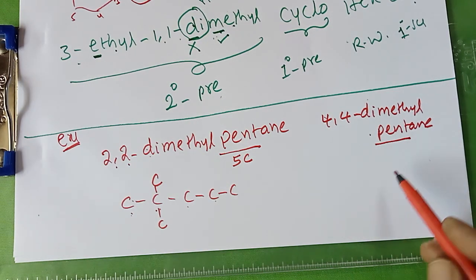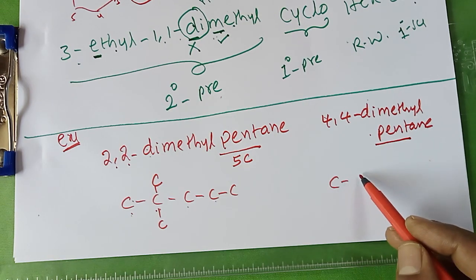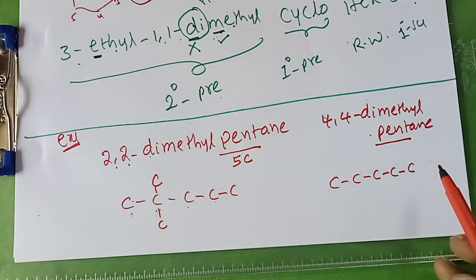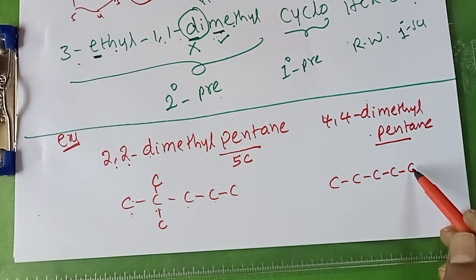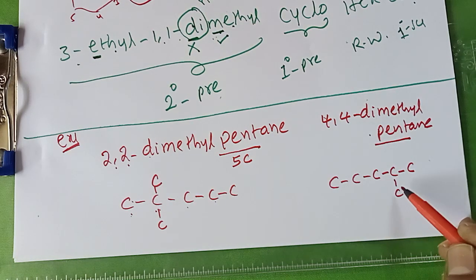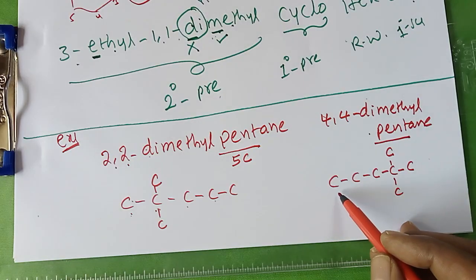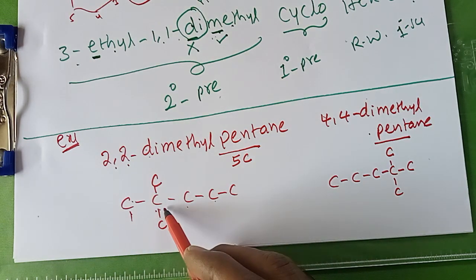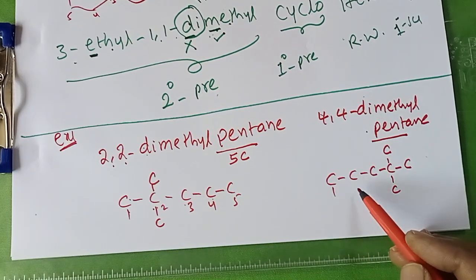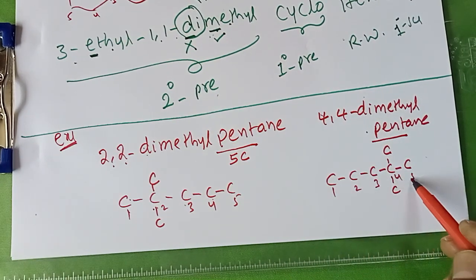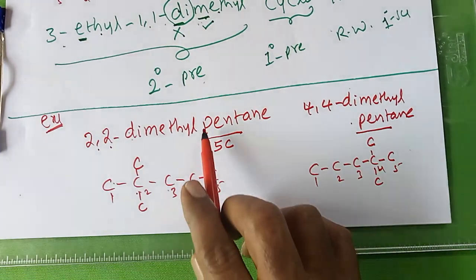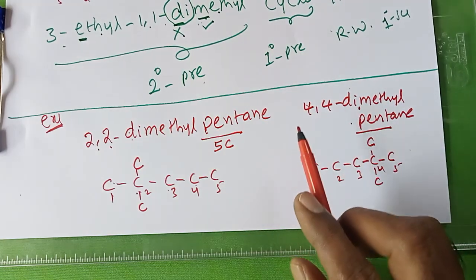Here also pent means 5 carbons, 1, 2, 3, 4, 5. Then you can give the numbering from any side. For example, you give the numbering from this side, 1, 2, 3, 4, 5, and the methyls are at 4, 4. So 4,4-dimethylpentane. But in these two names, which is correct, which is incorrect?